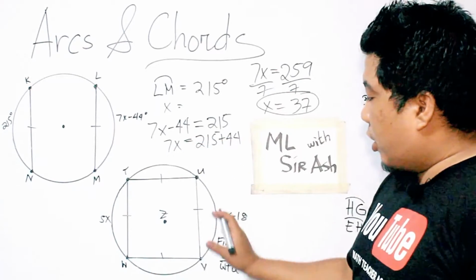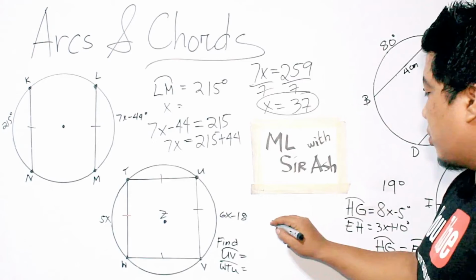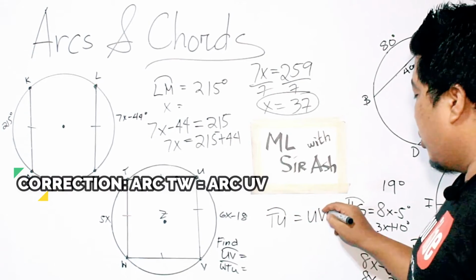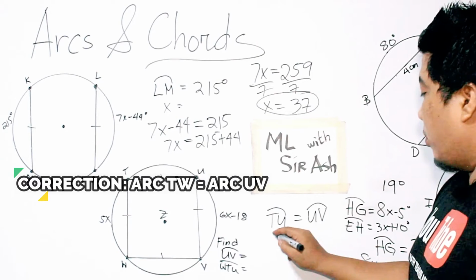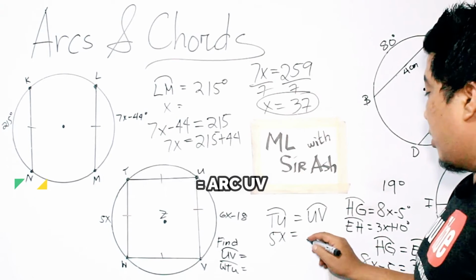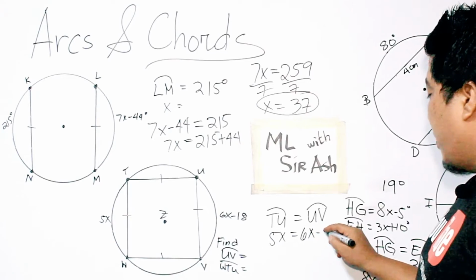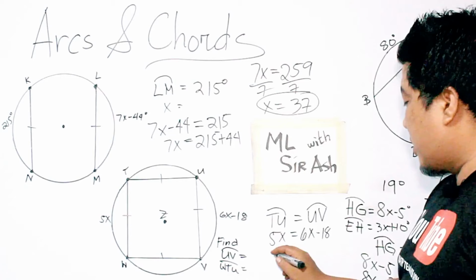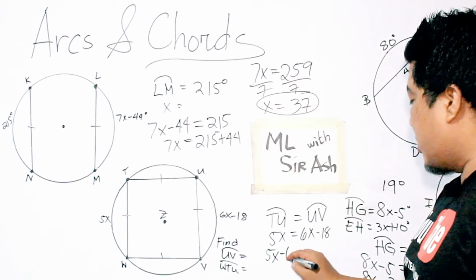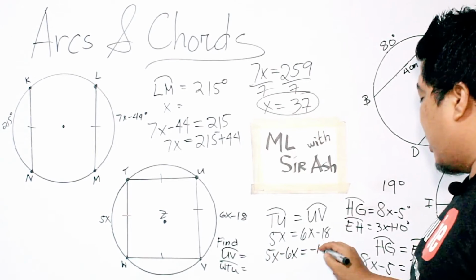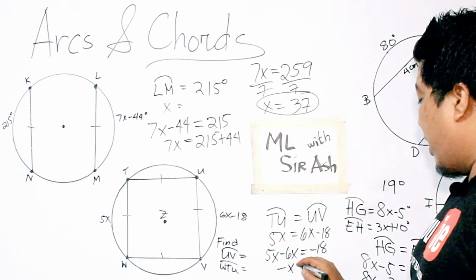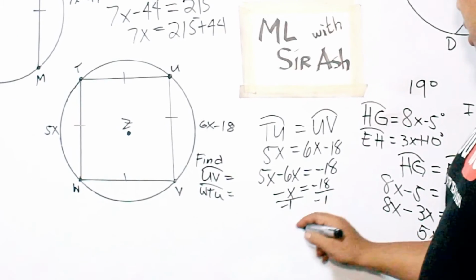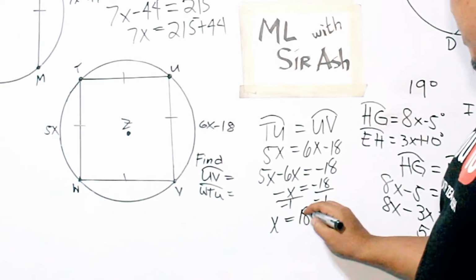So we will equate arc UV to arc TW. So that is arc TW is equal to arc UV. So that will become 5x is equal to 6x minus 18. And then you solve for the value of x. So you can transpose the 6x. That will give you 5x minus 6x is equal to negative 18. That will give you negative x is equal to negative 18. Divide both sides by negative 1. Therefore, the value of your x is positive 18.